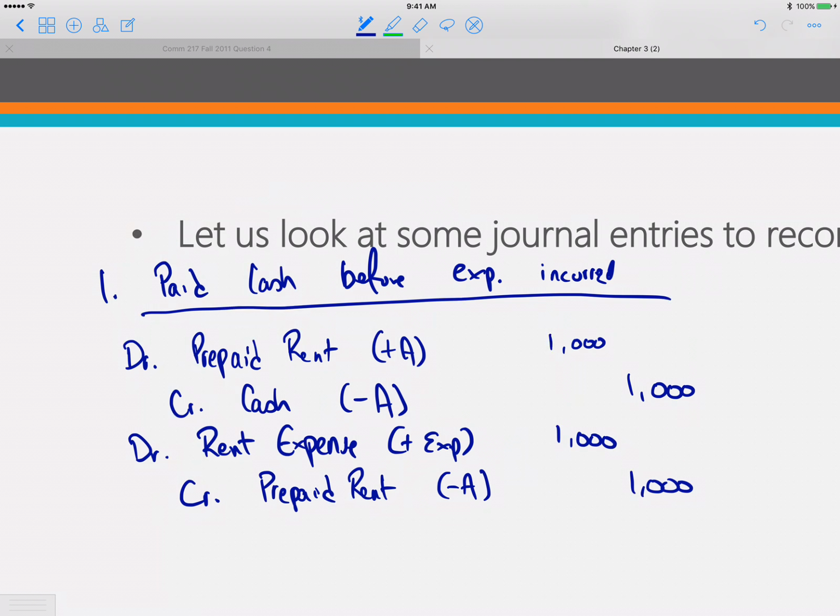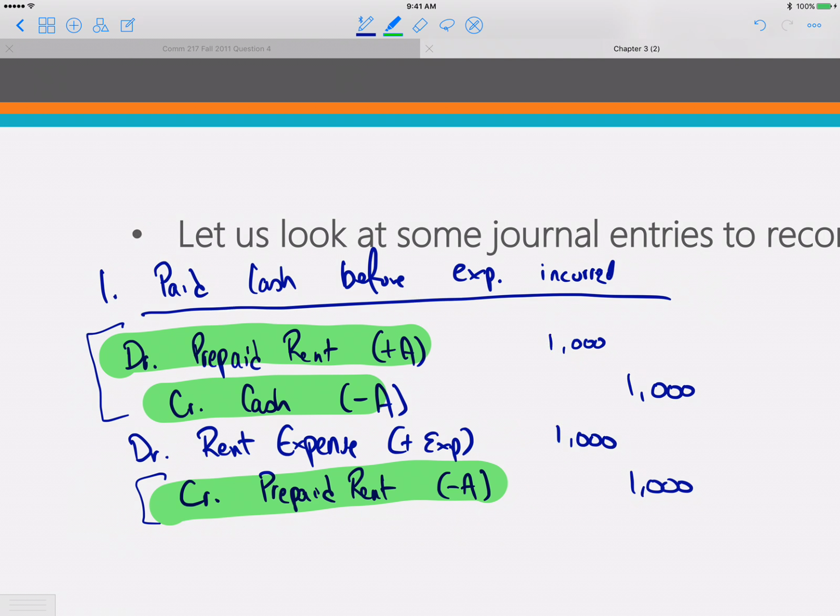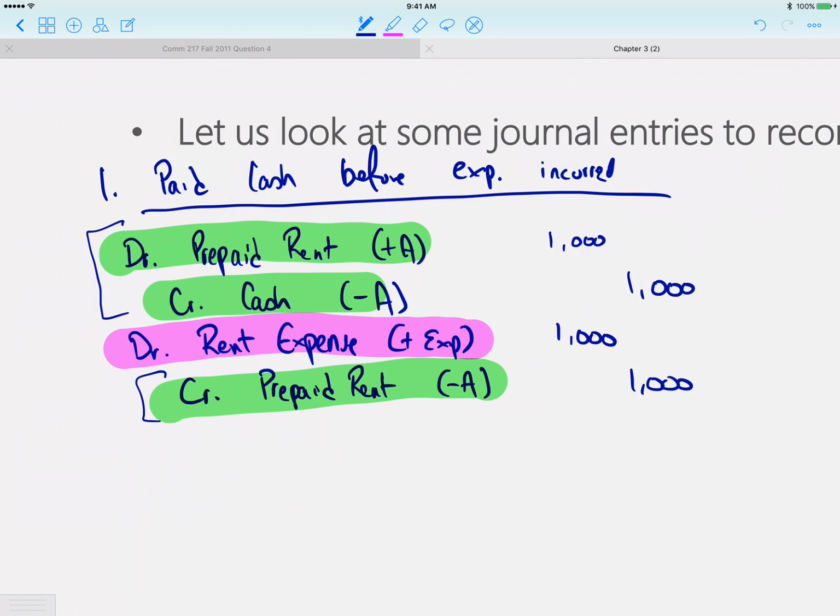And so just to point out, these entries here in green are all on our balance sheet. Well, this purple one here is on our income statement, right? Because our assets, liabilities, and equities go on our balance sheet, our statement of financial position, while revenues and expenses go on our statement of earnings, our income statement.